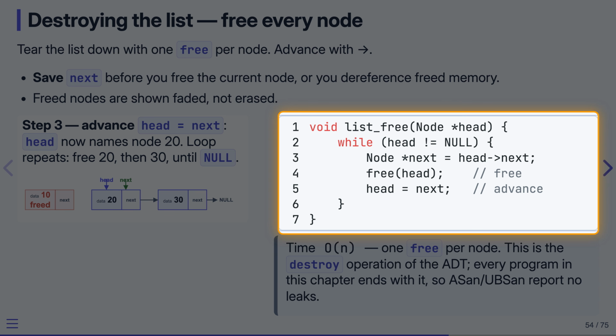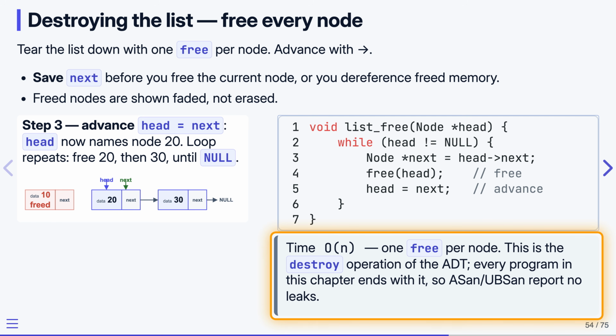Here is the code. While head is not null, we save head->next in next, free head, then set head to next. If we freed head first and then read head->next, we would touch memory we already gave back. That is why we save next first. The cost is O(n), 1 free per node. This is the destroy operation. Every program in this chapter ends with it, so the memory checkers report no leaks.